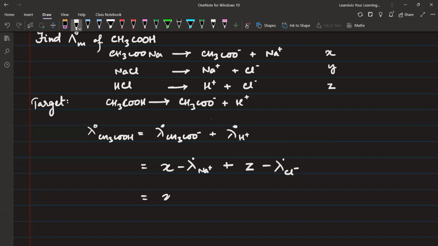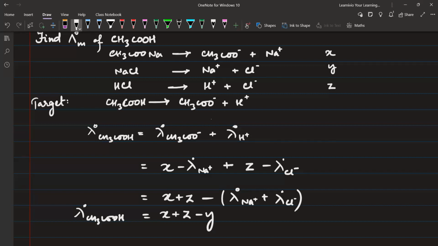Now you will write it like this: X plus Z. I have taken minus in common, and I have got lambda naught Na positive plus lambda naught Cl negative, right? Because we have both in negative, so I've taken the negative common, minus Na plus and Cl negative. So this becomes X plus Z, and this is Y. Can you see that? Yes or no? Please tell me.